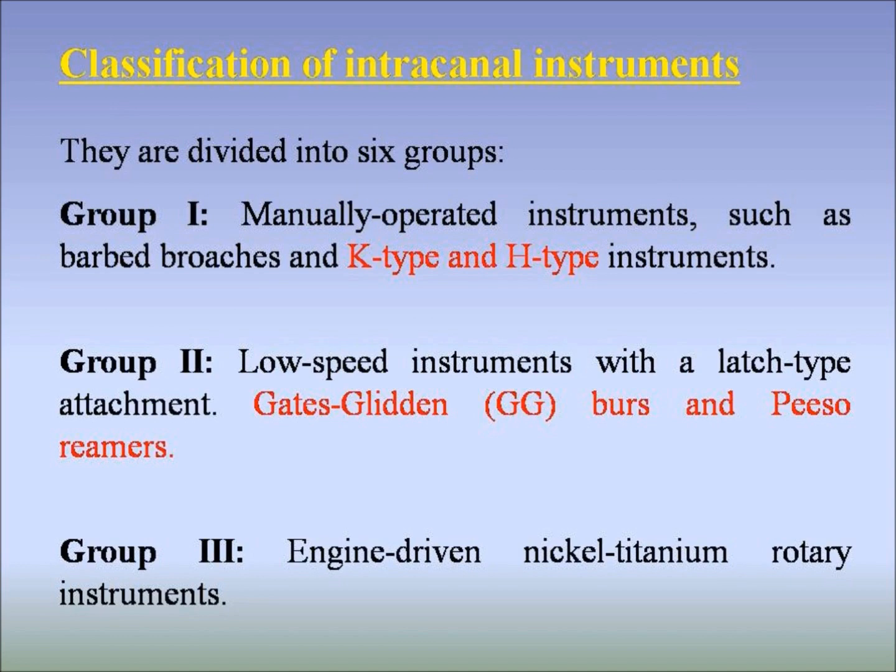Group 1, manually operated instruments, such as barbed broach and K-type and H-type instruments. Group 2, low-speed instruments with a latch-type attachment. Typically, instruments in this group are Gates-Glidden burs and Peeso reamers. They are typically used in the coronal part of the canal and never used in the canal curvatures.